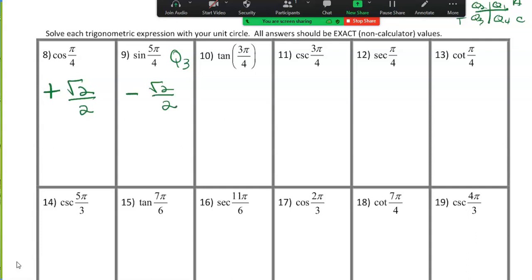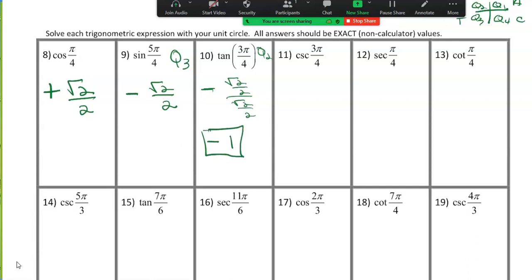Okay, tan of 3 pi over 4. 3 pi over 4 is in the second quadrant, and therefore tan is negative. Okay? Tan is sine over cosine, so it's negative root 2 over 2 over root 2 over 2, which makes it negative 1, and that's your best answer.